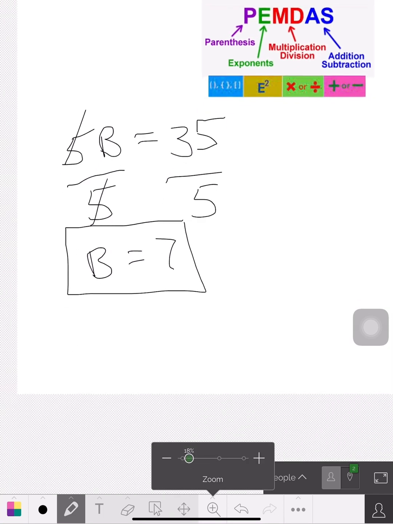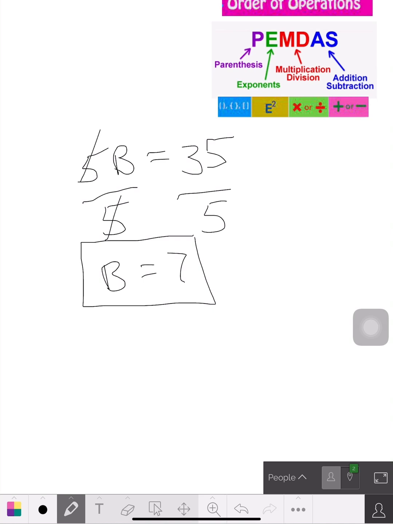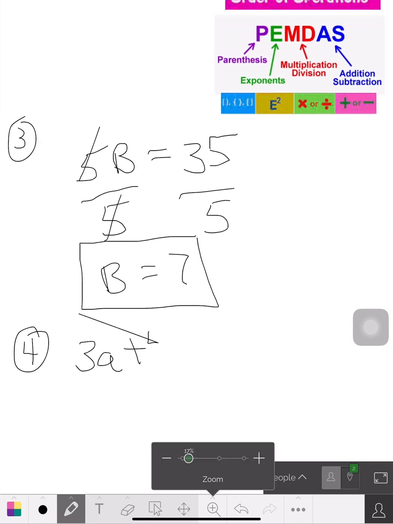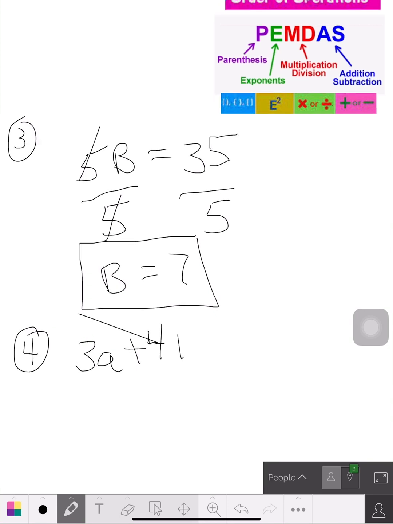So this isn't really that hard. We can kind of figure this out just by looking at it. Let's get into a little more complicated problem, okay? So this one here is, I'll call this number 4, problem number 4. This was number 3, okay? Problem number 4 is 3a plus 4 plus 2a plus 3 equals 27.